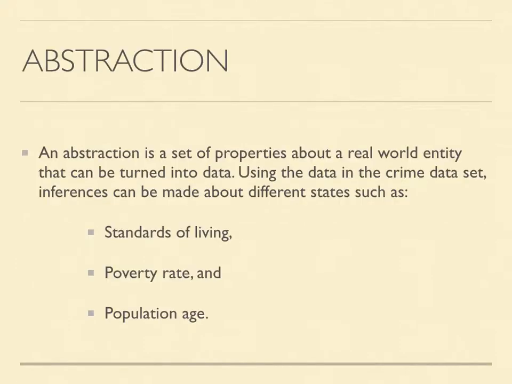Before I begin analyzing my data, I have to look at my abstraction. An abstraction is a set of properties about a real-world entity that can be turned into data. Using the data in the state crime dataset, inferences can be made about different states, such as standards of living, poverty rate, and population age.